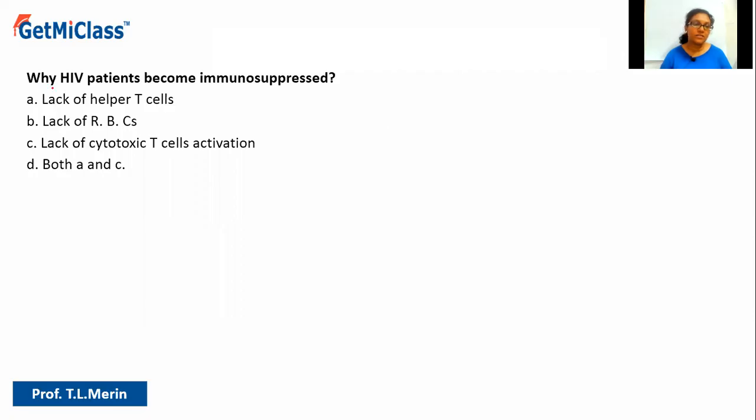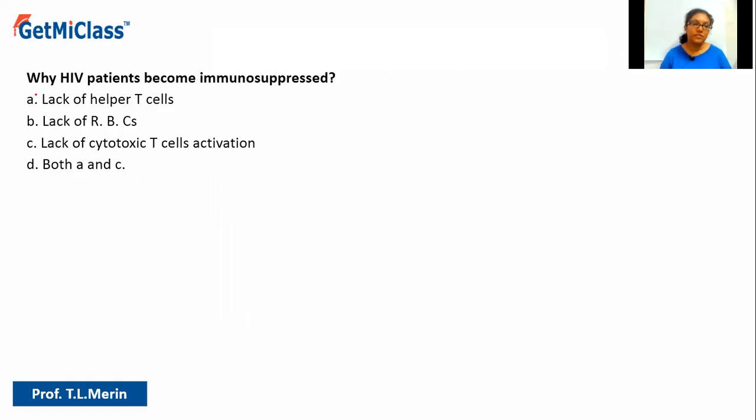So let's solve this question here. It says, why do HIV patients become immunosuppressed? Option A, lack of helper T cells. Option B, lack of RBCs. Option C, lack of cytotoxic T cell activation. Option D, both A and B.